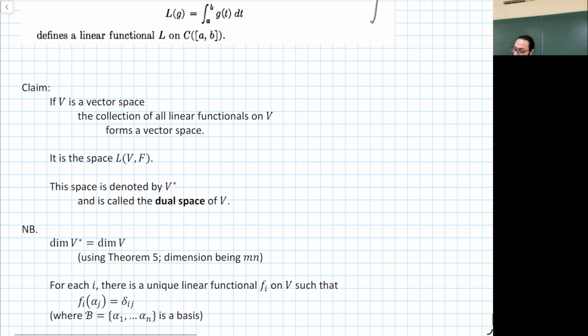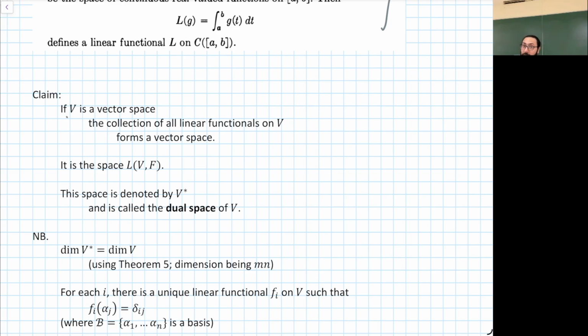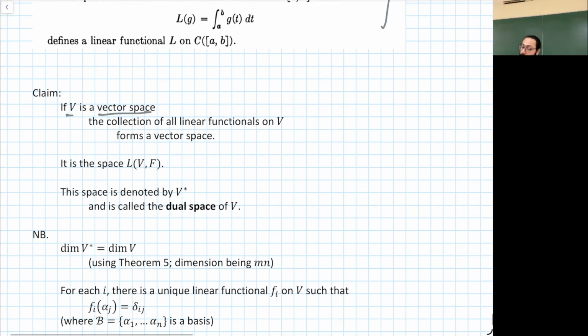Okay. So now here's a very nice claim. The claim says that if V is a vector space, then the collection of all linear functionals on this vector space V itself forms a vector space. Okay. And this vector space is given by L(V, F). This should not come as a surprise because we already saw that the space of all linear transformations forms a vector space. So if you have a special case, obviously it would still be a vector space. But it actually has a name. It has an important name, and it's called the dual space of the vector space. And it's denoted by V star.